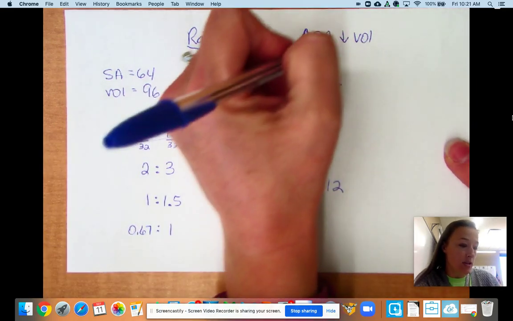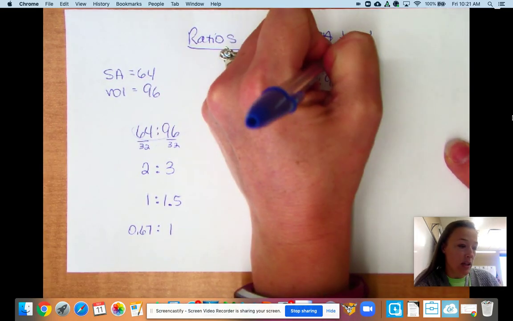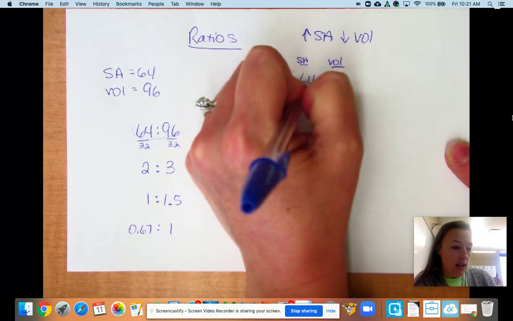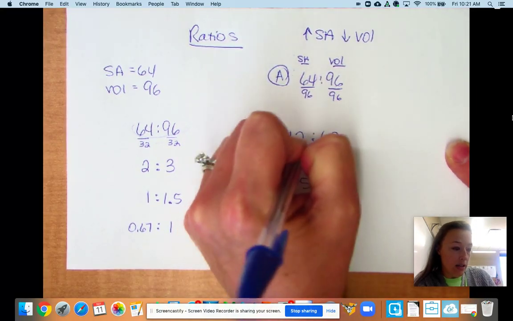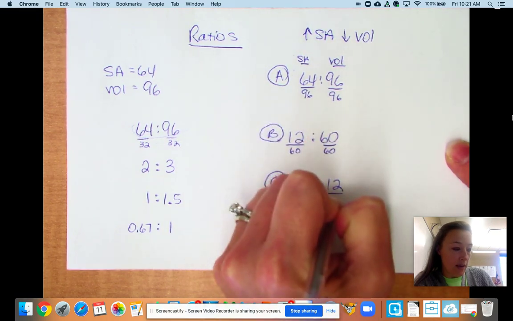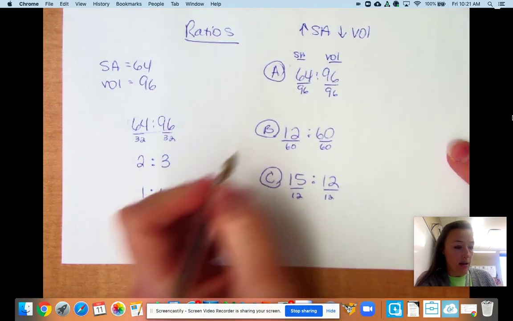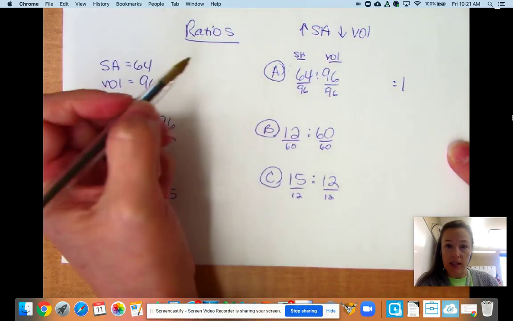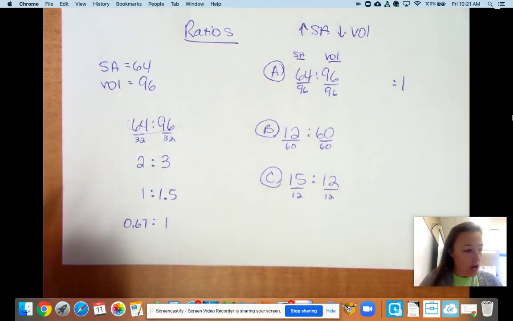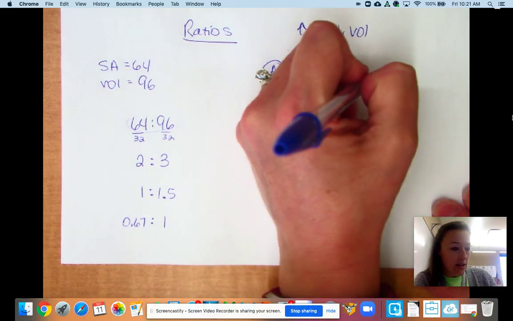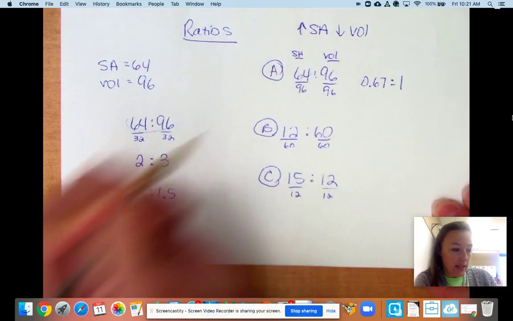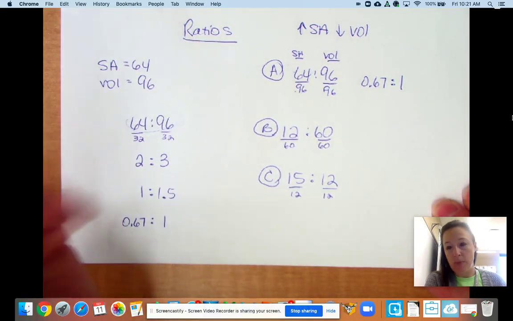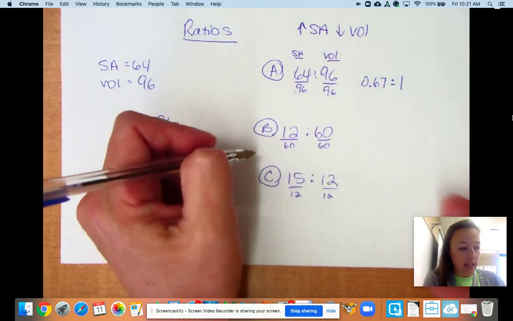And the way that you would do this, so this is surface area on the left, volume on the right, is I'm going to divide all of these by their volumes. So whatever the volume is, I'm going to divide both sides by that number. Okay, that is going to take my volume down to 1 because 96 divided by 96 is 1. And then I already know from doing it over here that that is going to be 0.67. So all I did was divide 64 by 96. It gave me 0.666 repeating or whatever, so that's 0.67.